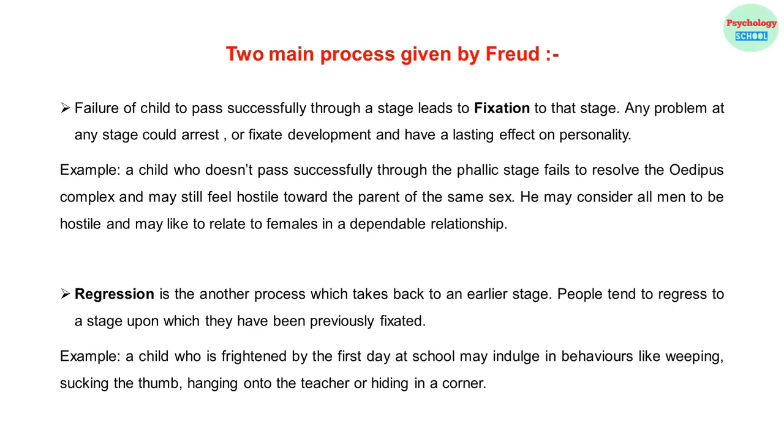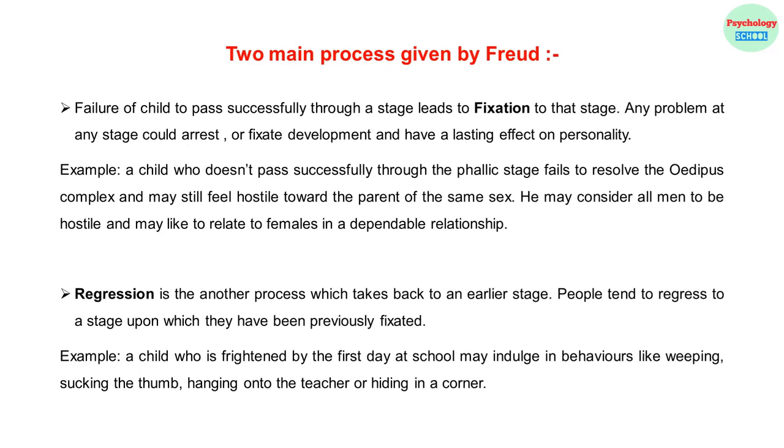Now let's take an example that if a child who does not pass successfully through the phallic stage fails to resolve the Oedipus complex and may still feel aggressive toward the parent of the same sex. So he may consider all men to be hostile and may like to relate to females in a dependable relationship.